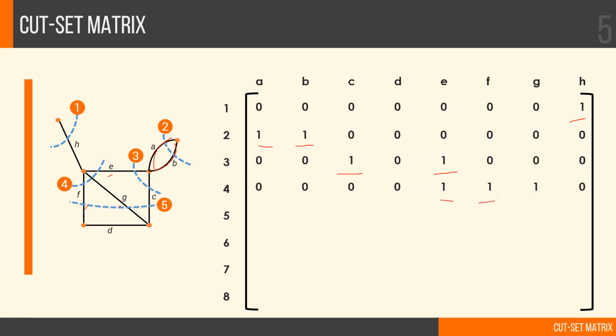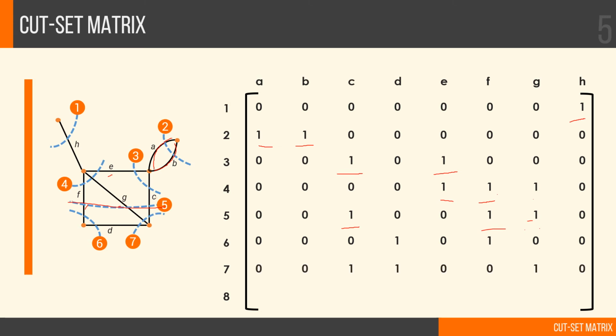Okay, what about cut 5? Cut 5 cuts through c, g and f, so we mark c, f and g. Okay, what about 6? Cut 6 cuts through f and d. Cut 7 cuts through c, d and g. Okay, and cut 8 cuts through e, g and d. Okay, I hope you've understood it. So this is how you make a cut set matrix. Okay, it's as simple as this.